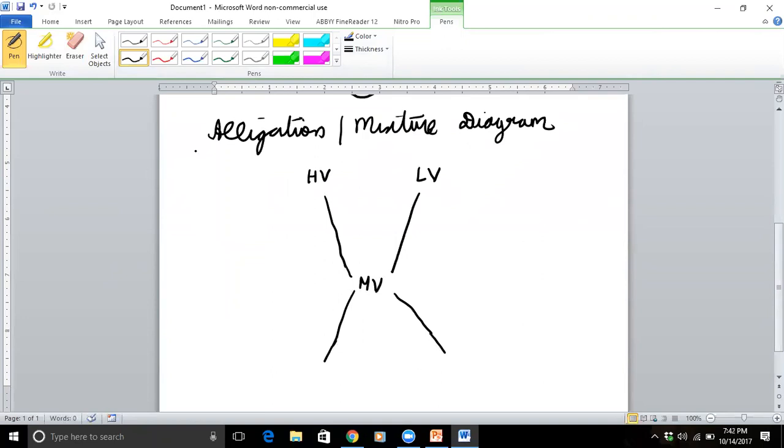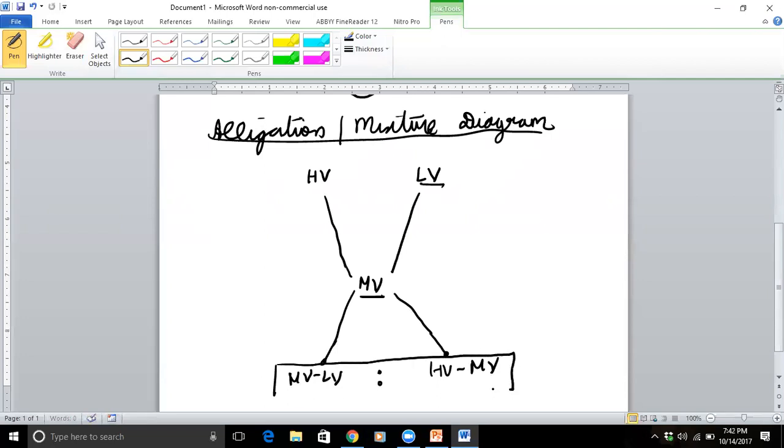Now what we do with this alligation of the mixture diagram is we always subtract the quantities along the diagonals. So HV minus MV is what we get at this point, and MV minus LV is what we get at this point. What we end up getting once we subtract along the diagonals is a ratio in which the two quantities are mixed. So we get the ratio in which the higher value is mixed to the lower value to get the mean value.